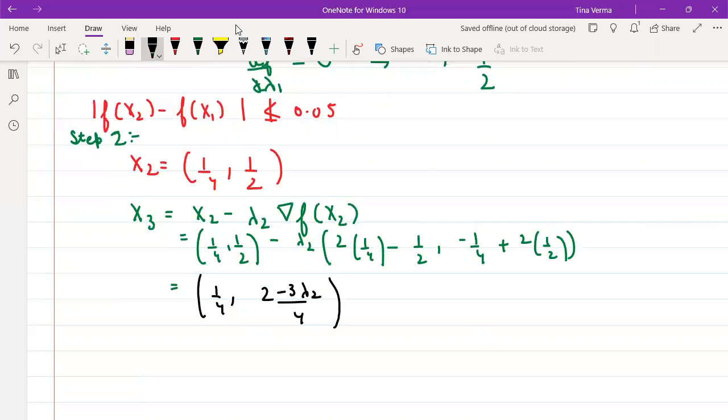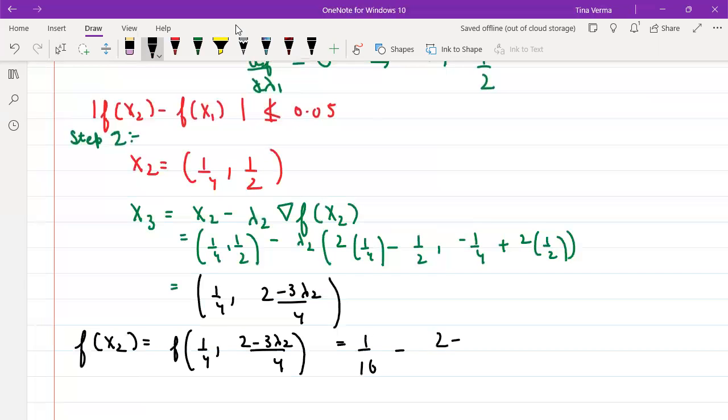The next step is, we have to substitute this x2 value in the function. So we have function of, we will substitute the value of x2. In the place of x1, we will substitute 1 by 4, and in place of x2, we will substitute (2 minus 3 lambda 2) by 4. So you will get the equation 1 by 16 minus (2 minus 3 lambda 2) into 16 plus ((2 minus 3 lambda 2) by 16) whole square.